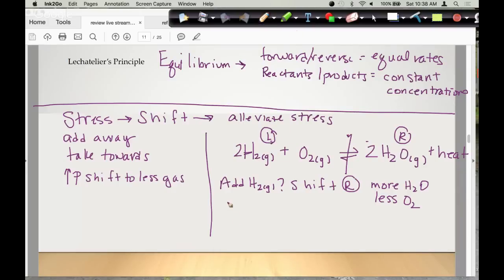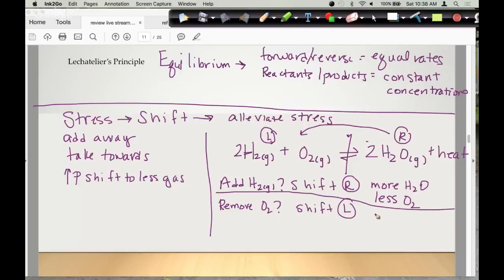What if I remove O2, take out O2, shift towards? That means I'm going to shift left. If I shift left, I make more of what's on that side, which is H2, and I use up water to get there.